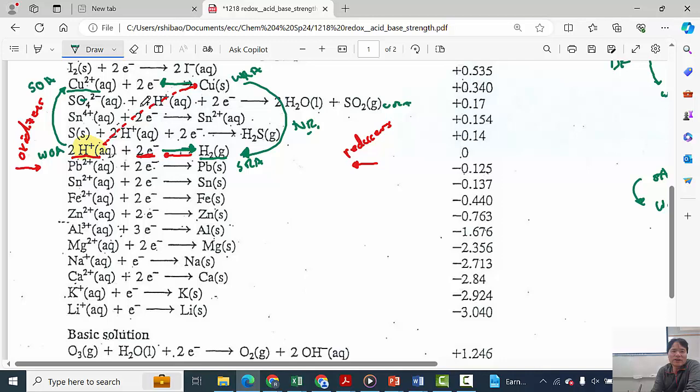Iron 2. So that's favorable. We're going from stronger oxidizer to weaker. And likewise on the reducer, we're going from stronger reducer to weaker. When H plus reacts with zinc, what forms? Zinc 2. So stronger to weaker. These are all downhill. And hydrogen gas.